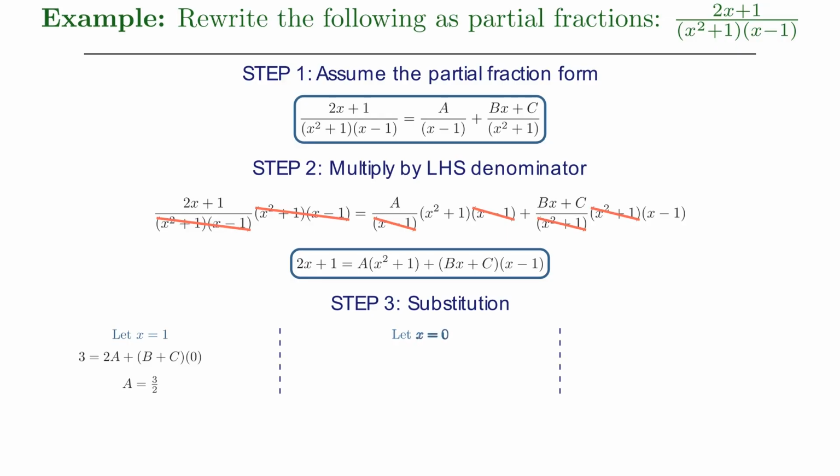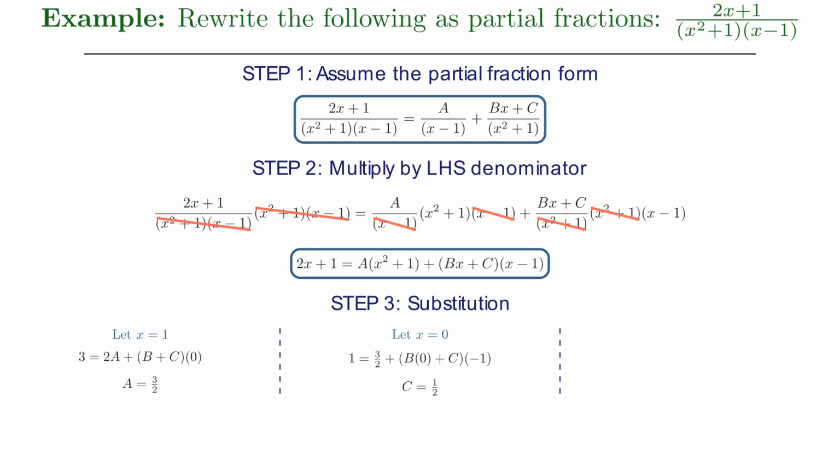So letting x equal 0, I get 1 equals A, which is 3 over 2, plus (B times 0 plus C), all times −1. Simplifying this down, I get that C is equal to a half.